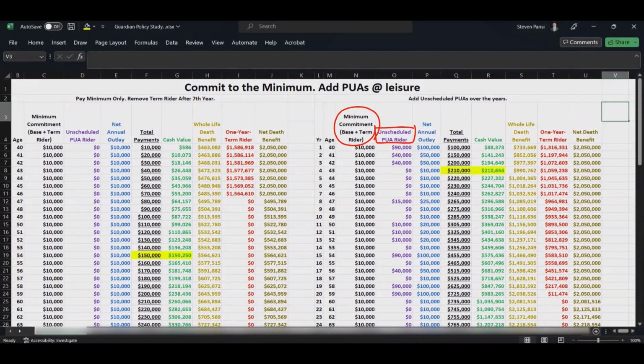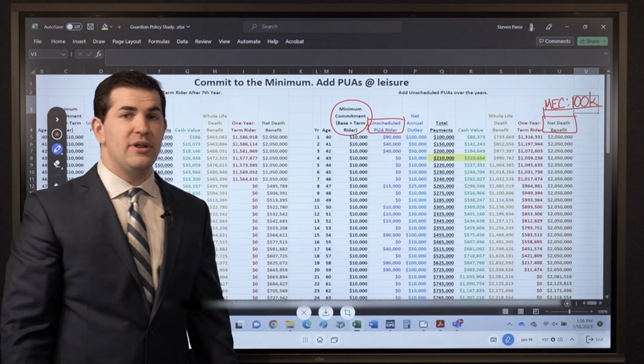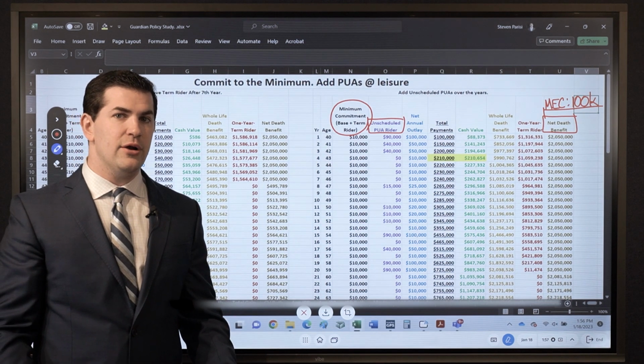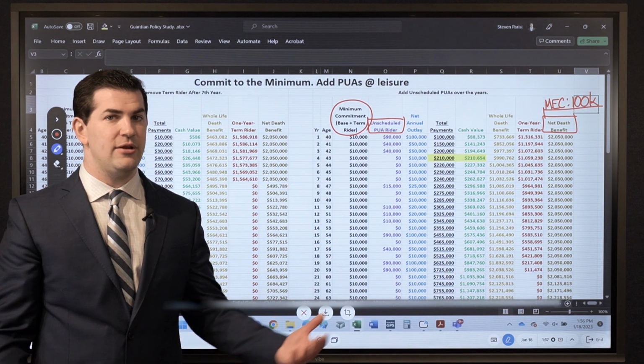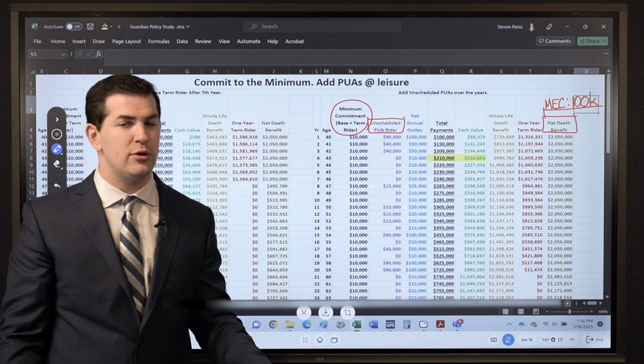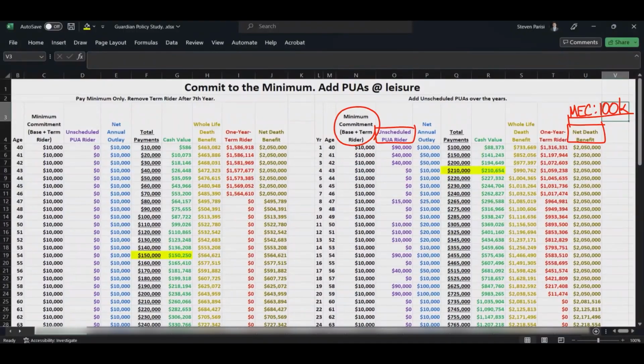Now that death benefit of $2,050,000, do you remember how we came up with that number? MEC limit. He wanted the ability to add how much money per year? Up to $100,000 per year, okay. So in this example, is he adding $100,000 every year? No, he's not. He's adding it in years he can. Some years it's not up to $100,000. This is meant to demonstrate somewhat random funding. So here's what he's committed to, and this $10,000 can be paid yearly or monthly.